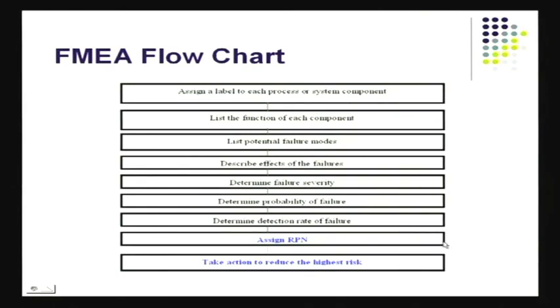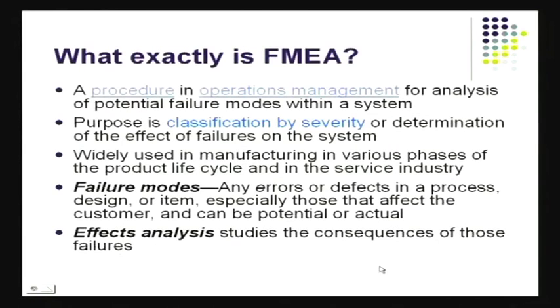And this is just basically a flow chart of what we went through. Assign a level to each process or system component, which we did. That was the paint job, paint tub. List the function of each component. We also did that. It's supposed to fill up the thing. List potential failure modes. We did that. Describe the effect of the failures. We did that. Describe the failure severity. That also we did. Spill on the floor and so forth. Determine the probability of failure. We did that. And the detection rate. Detection rate was also something that we did. Then we ended up with the RPN, and then of course we took action to reduce the highest risk. That's something that we did.